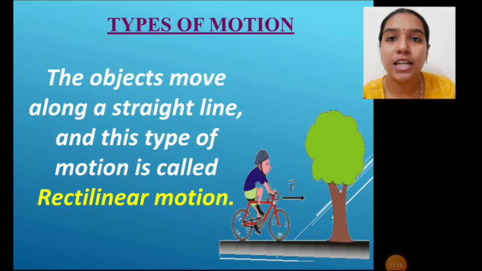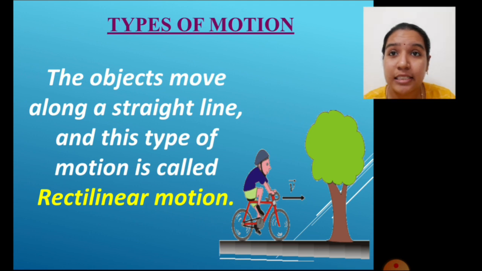In the previous class, we learned 3 different types of motion. First, rectilinear motion. The objects that move along a straight line are said to be in rectilinear motion. For example, soldiers doing march past, cars going in a straight line. That means any objects which move along a straight line show rectilinear motion.